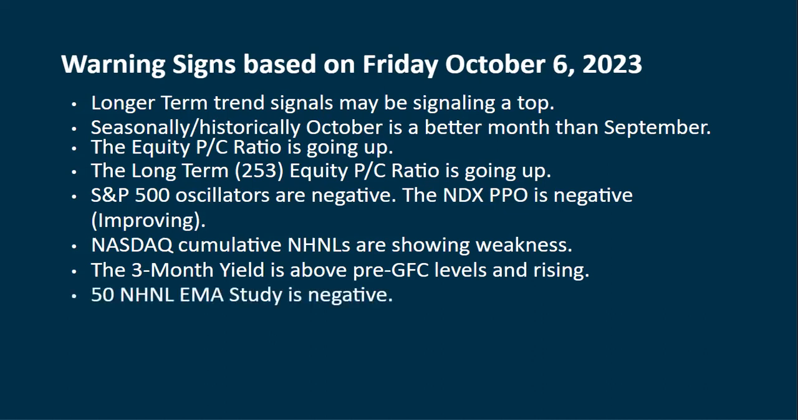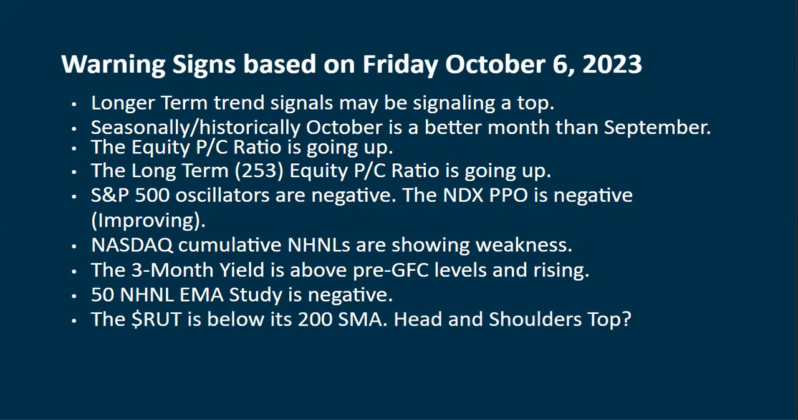The 50-period new highs and new lows exponential moving average, it was positive for pretty much all of 2023. This past week, it's now switched over to negative. That's longer term negative. The Russell is below its 200-day simple moving average and maybe getting ready to generate a death cross. And we're wondering on the daily chart, is a head and shoulders top pattern forming? I talked about the S&P 500 head and shoulders top. There's also one with the Russell 2000 index.